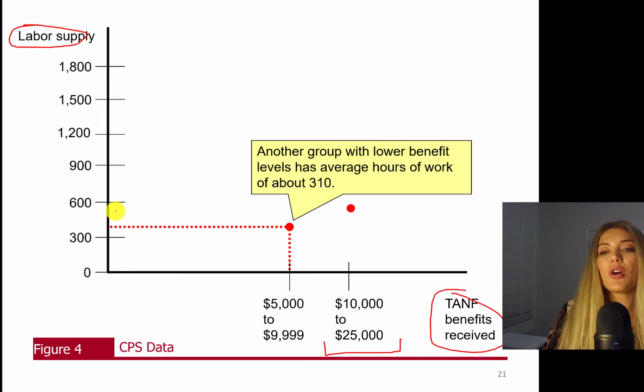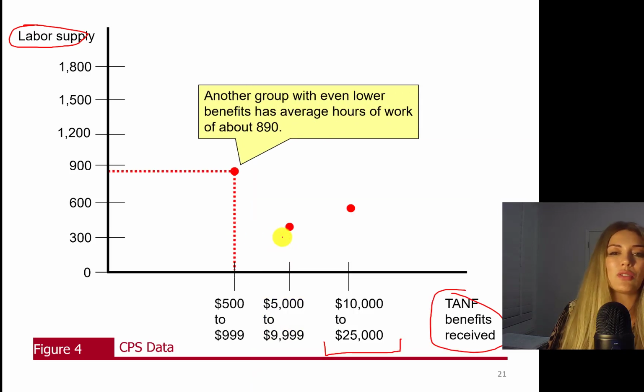Okay, another group of mothers, with a little bit lower benefit level, $5,000 to $9,999. They actually have average hours of work of about 310. This is a little bit unexpected because benefits are going down, but hours of work are going down too.